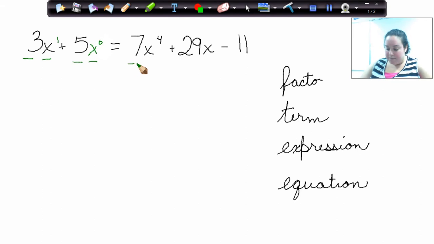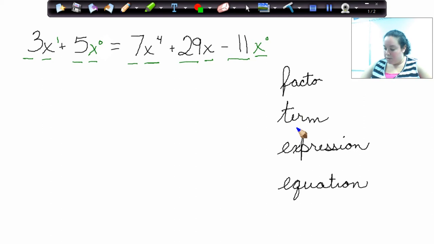So 7 is a factor, and x to the 4th power is a factor. 7 times x to the 4th, so they're both factors, they're both pieces of a multiplication problem. 29 is a factor, x is a factor, negative 11 is also a factor, with an imaginary x to the 0. So this is what the word factor means.